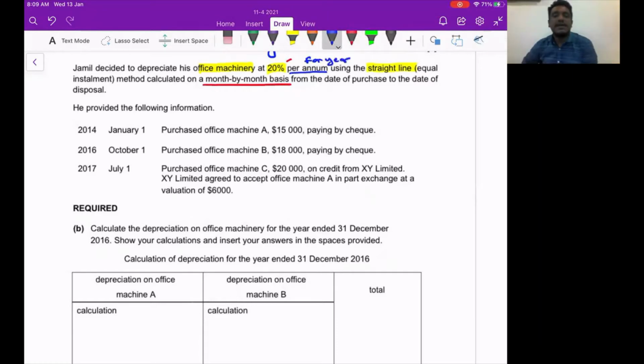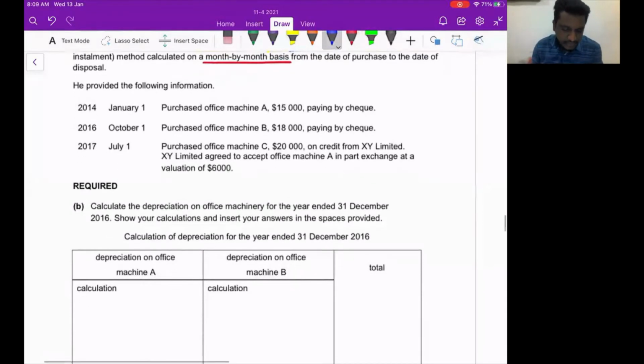For 1 year, we will depreciate 20%. But if it is only 6 months, we need to check whether that particular asset we bought for 1 year or not. If less than 1 year, then we need to calculate how many months. We need to calculate the depreciation according to the month. Okay, we try to do this. I'll show you.